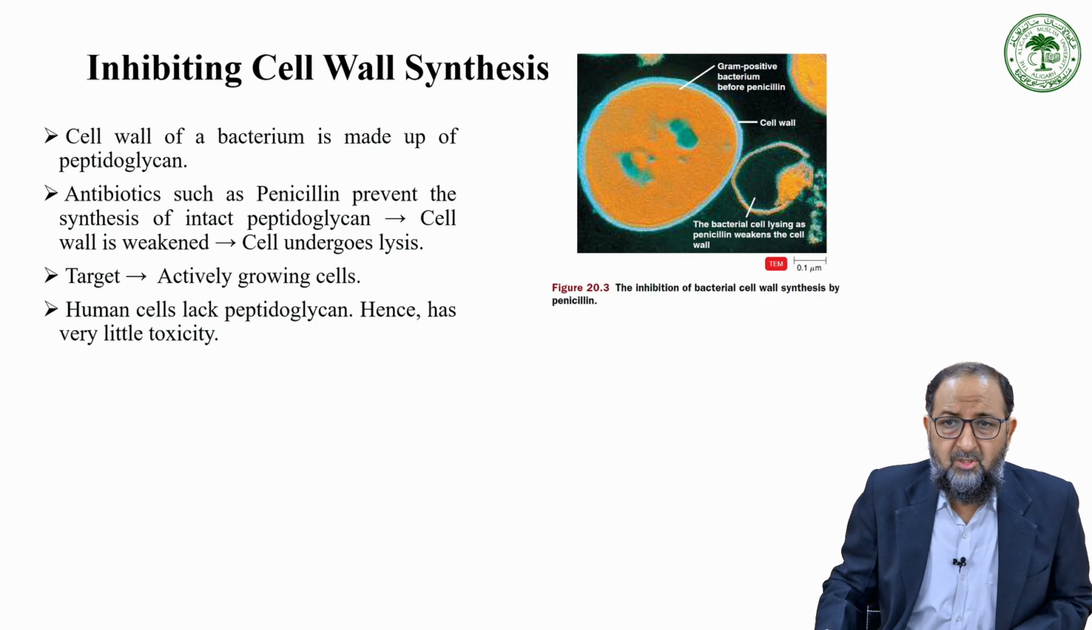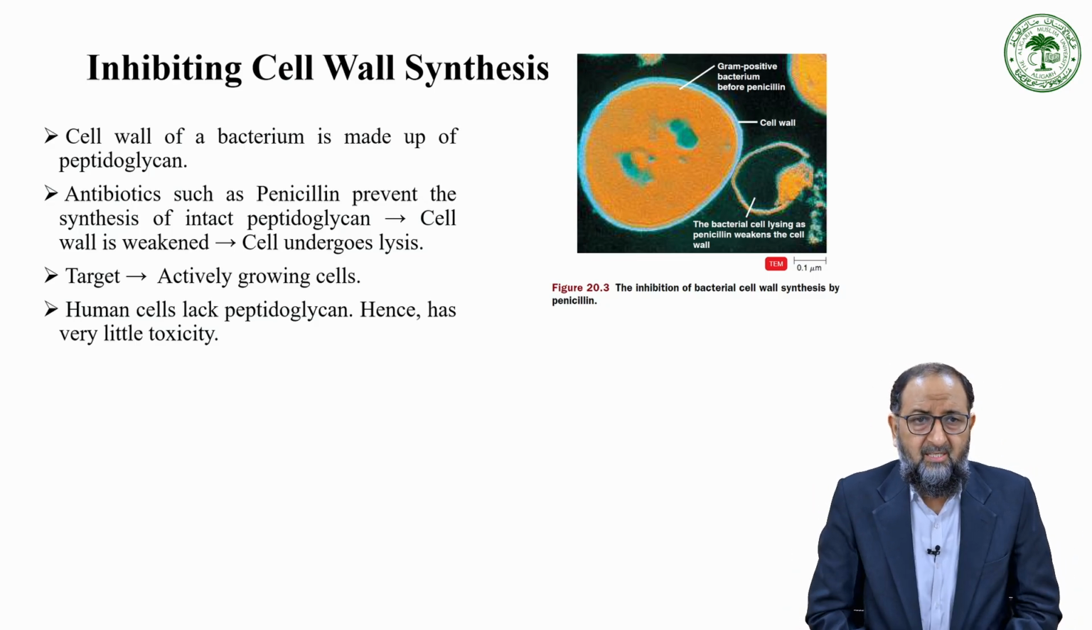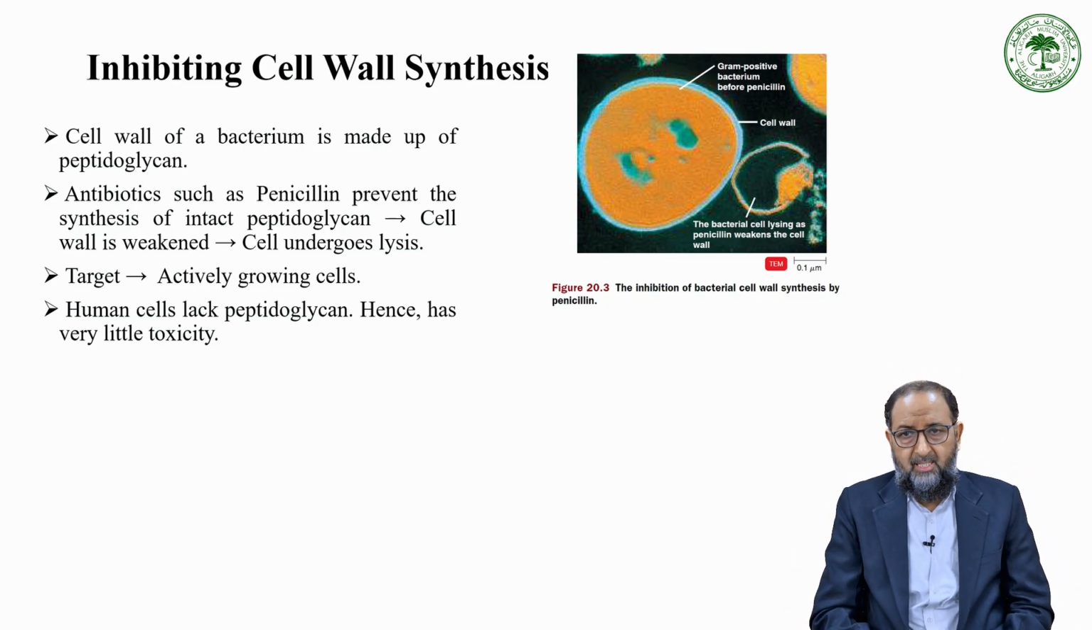Now, let's look at inhibiting cell wall synthesis in more detail. The bacterial cell wall is made up of peptidoglycan. Peptidoglycan is made up of certain molecules which are linked through certain bonds, like N-acetyl muramic acid and N-acetyl glucosamine. We call these two molecules NAM and NAG, and these molecules are linked. The linkage is blocked, the bond is broken, right?